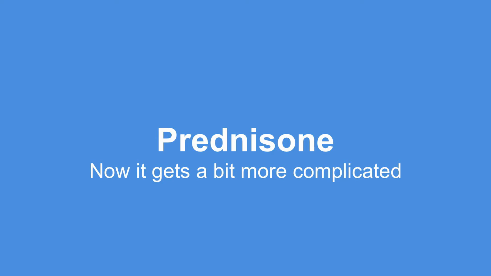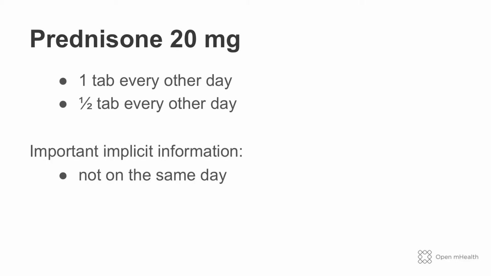Now just to give you an example of how things get a bit more complicated with the same drug. Another prescription says, okay, you take 1 tab every other day and half tab every other day. Immediately we read it like, okay, one day I take 1 tab and one day I take half a tab. We do that translation, but the computer doesn't know. In the model, you have to specify that one comes before the other.